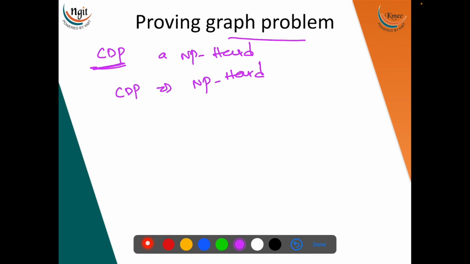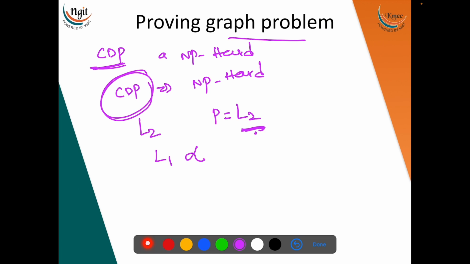Say that problem is L2, that means P is equal to L2. We have to prove problem L2 is NP-hard. To prove it, we have to select a problem which is already NP-hard, as we saw in the first slide. If you want to prove CDP is an NP-hard problem, you should take a problem which is already NP-hard. Let's name it L1.